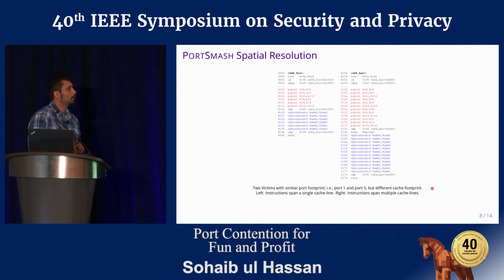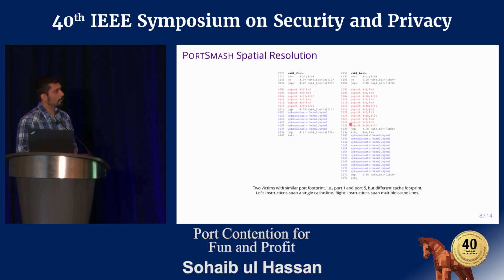Another important aspect of PortSmash is that it has a very fine spatial resolution. If you look at these two different victims, they have a similar port usage footprint because they execute the instructions based on this condition, either on port 1 or port 5 in this case. But there is a difference here. If you look at the memory footprint, this is different. This one resides within one cache line, but the other one is between two different cache lines.